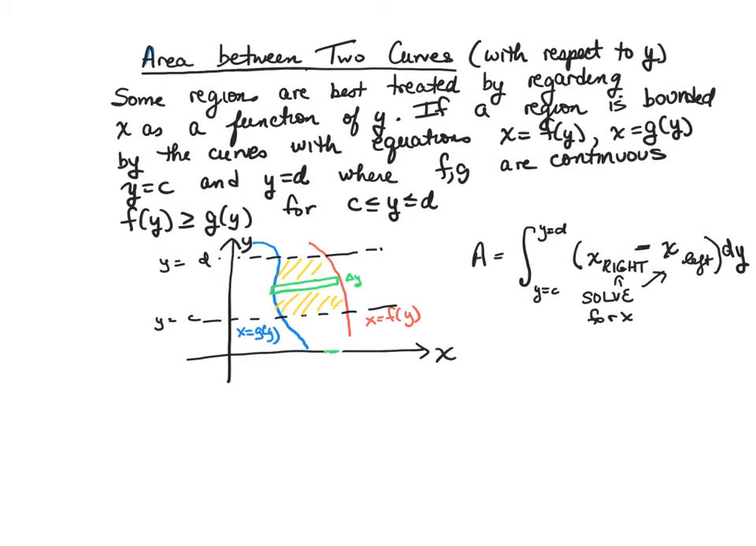And we don't use this as often as vertical rectangles, but once in a while, it's more convenient to do the problem this way because we only deal with one integral. So remember, it's right minus left. But we have to solve for x. So there's additional algebra involved there. Okay, let's take a look at another problem.